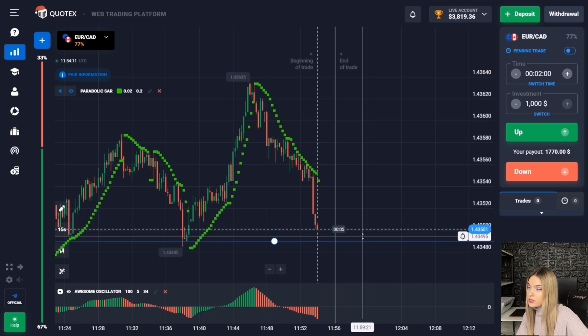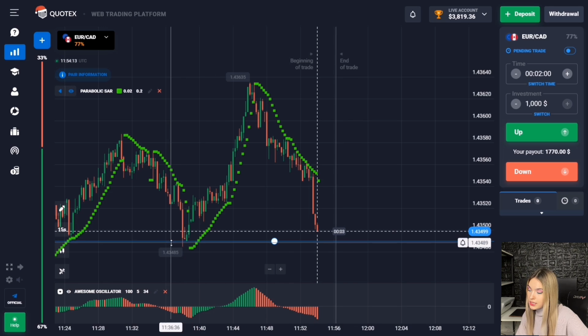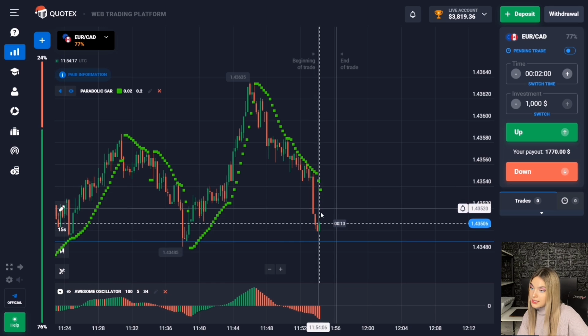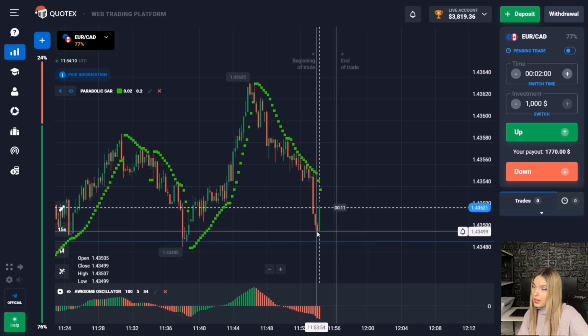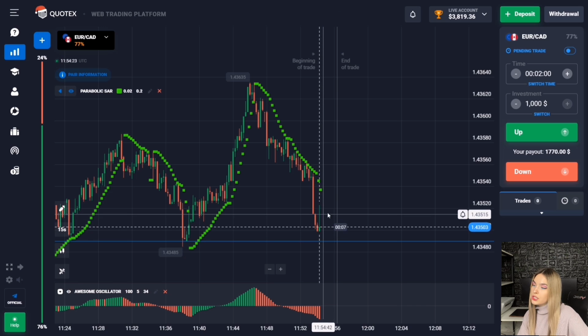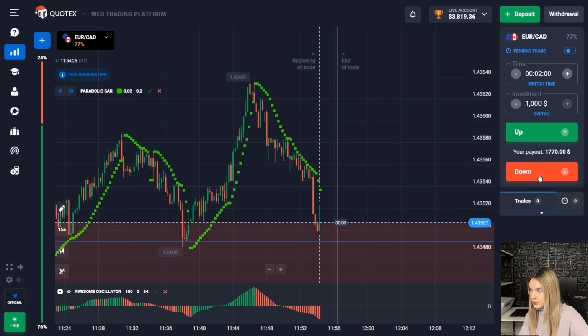Here at the bottom we have a support level. We also see that at the moment there is a good confident downward movement. The price is approaching this level. The price has an excellent potential for a decline. In this situation, I suggest opening a deal for 2 minutes to go down.